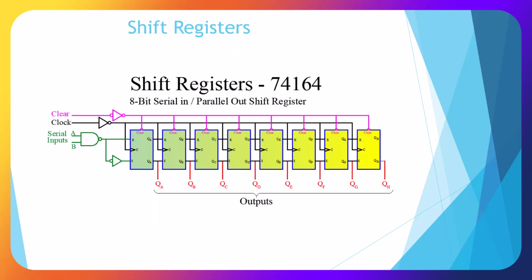Here I'm showing an IC shift register. 74164 is obsolete but still available, where we could do 8-bit serial in and do a parallel out. So we have to clock these in one bit at a time, and then we have to control and shift the data out parallel.